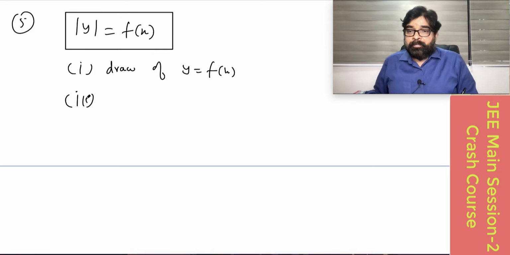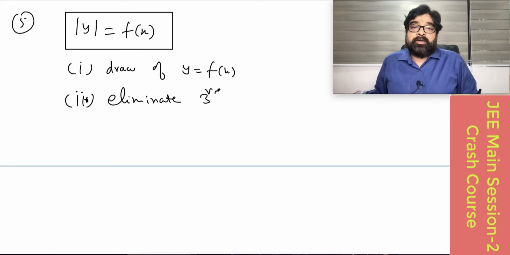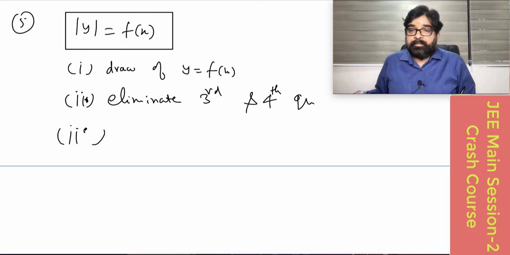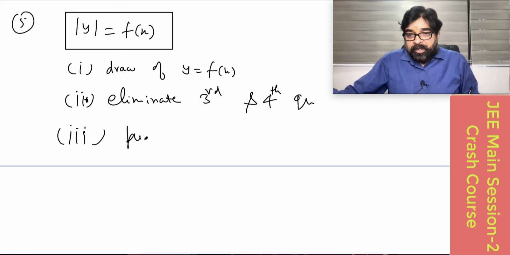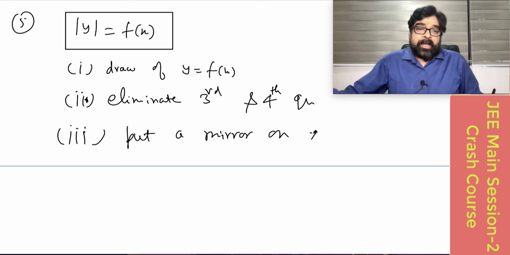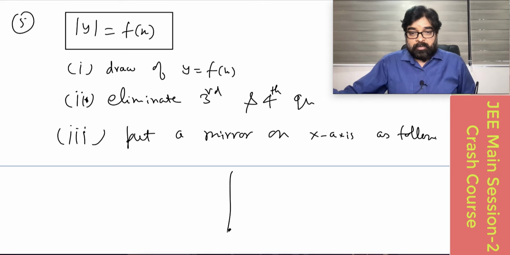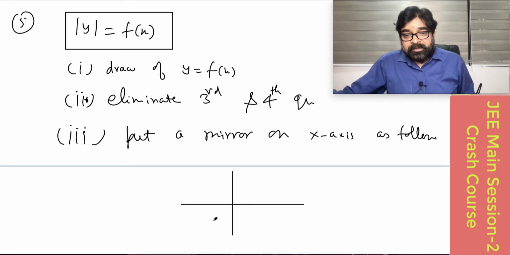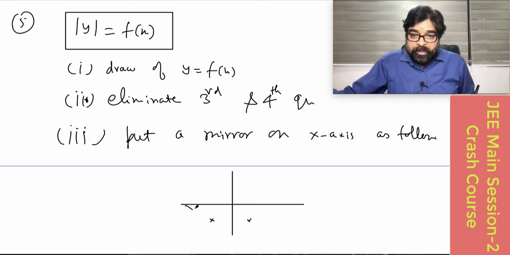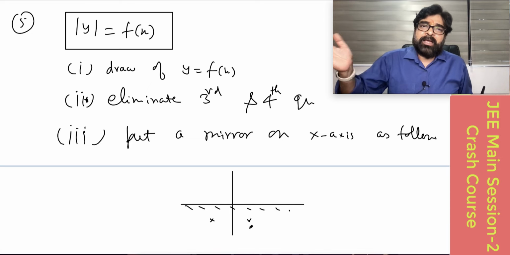Second step, eliminate third and fourth quadrant. Third step, put a mirror on x-axis as follows. What is as follows? It means the first step is draw y equal to fx, then eliminate third and fourth quadrant, and then put mirror this way, so that whatever is here, the same thing should be here. And it should seem like the previous one.